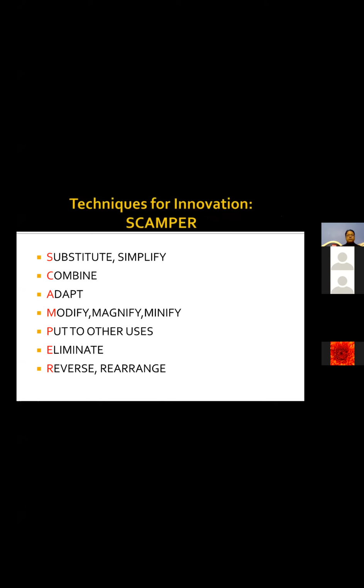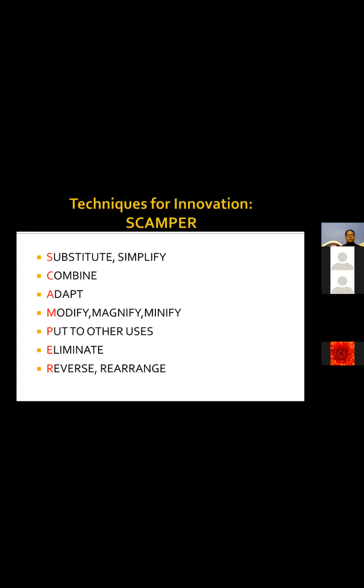Now, this is the CAMPER method, or you can say a trick which can lead to successful innovation, where S stands for substitute, or you can say simplify. If we can simplify the product, for example, if we have a very complex product and we can simplify that product through an innovative idea, that will be a successful innovation.